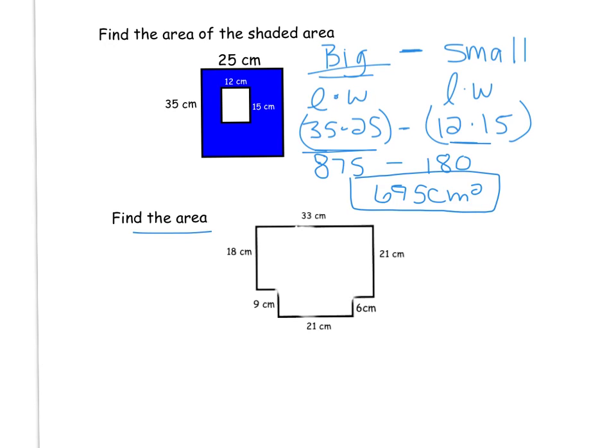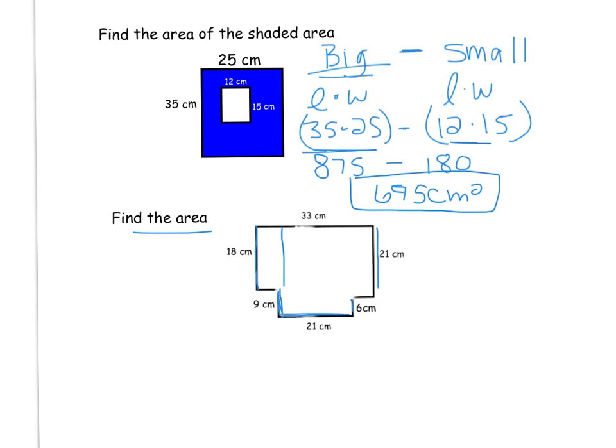Alright, this one is more like the first couple problems we did, where you're trying to split it into different segments that would help us figure out the total area. So I see here to here is 9, and this is 18, this is 21, and this is 6. And this part down here is 21. So lots of different ways we can do this.